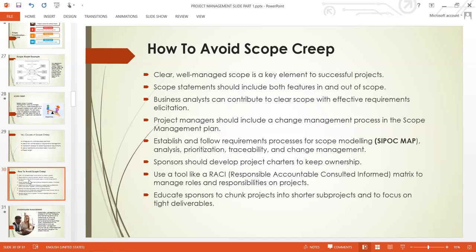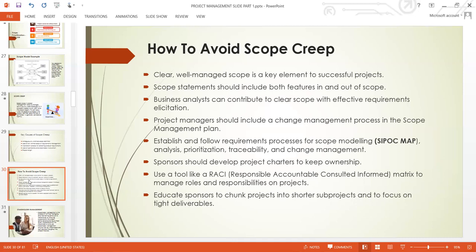A project manager should include a change management process in the scope management plan. Just like I said before, you must have a plan, a scope management plan. You've not fallen into scope creep, but you must have a plan on how to manage it, even how to make sure you don't fall, and even how to manage it when you fall into creep. Establish and follow required process for scope modeling.